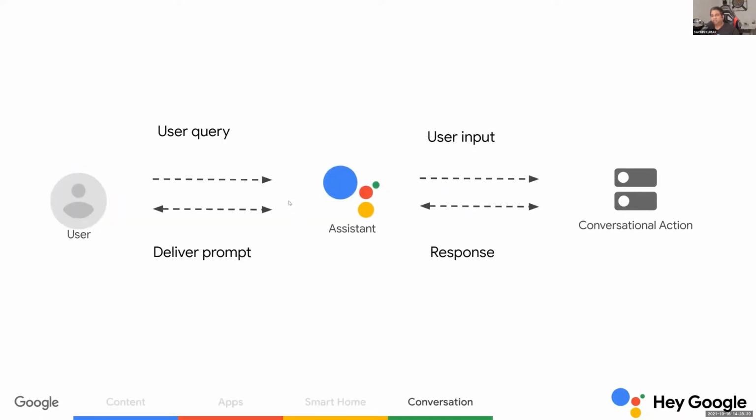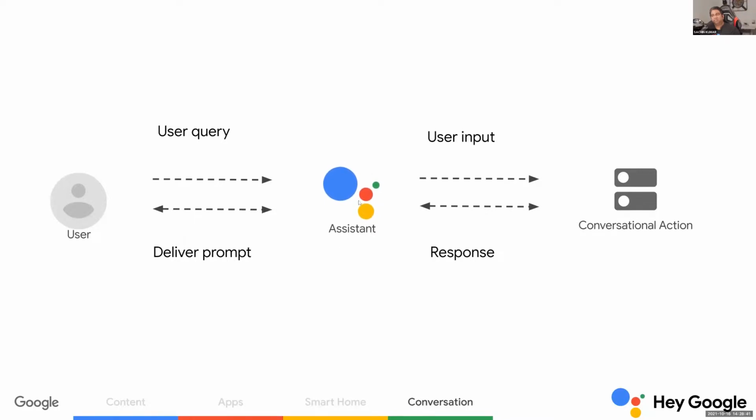And finally, we have building conversational actions. Building conversational actions is very simple. This is, from a very high level, what it does. You have a user, and the user says a specific query. So I asked for the weather, and that speech to text conversion will all be handled by the Google Assistant.